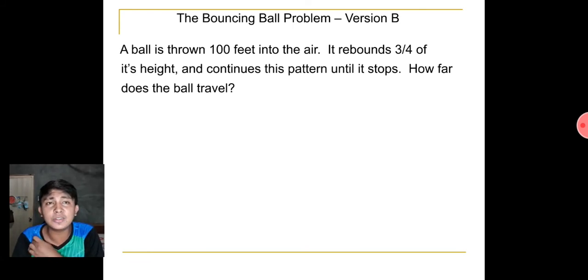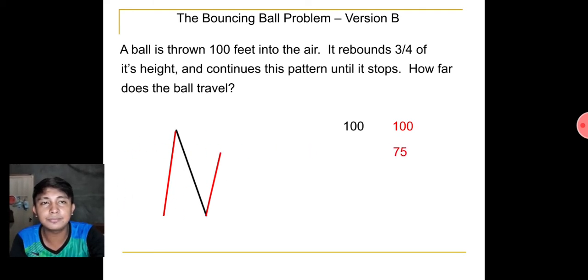Another one, a ball is thrown 100 feet into air. It rebounds 3/4 of its height and continues this pattern until it stops. How far does the ball travel? Just like the problem a while back, ganon din yung ating problem. So, 100 feet into the air, it rebounds 3/4. Okay, let us illustrate.